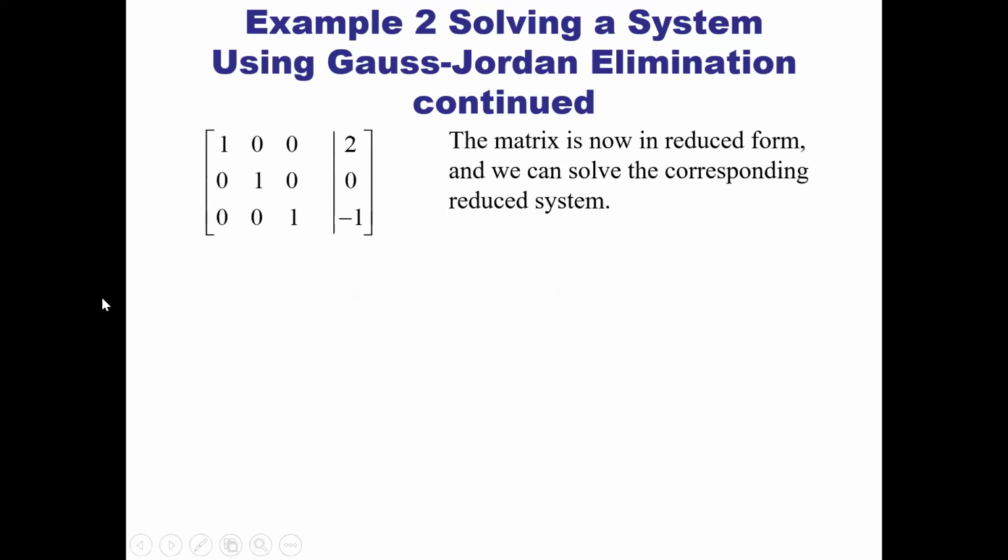All right, so now this is in reduced form, and our solution is what? X1 is 2, X2 is 0, X3 is -1. Okay, so that's the solution. Now you should do a check on those, of course, but I'm going to leave the check off and leave that to the student.